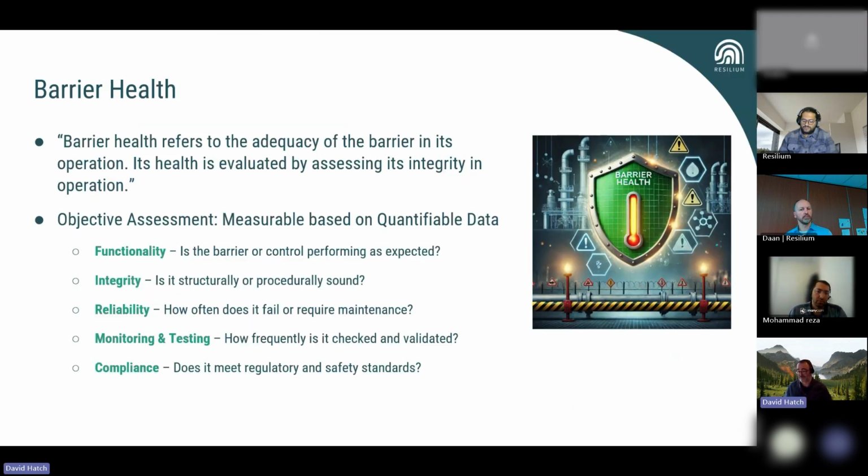We attribute our barriers with a probability of failure or success to get these layer protection analysis calculations to work. But the probability of success, shall we say, or failure depends on a number of different aspects of it. Is it fit for purpose? Is it fit for service? How well do we actually understand how it works? How well do we look after it? And my colleague Paul in Resilium UK has done a really interesting article on how we actually should measure barrier health rather than a quite crude approach to it.